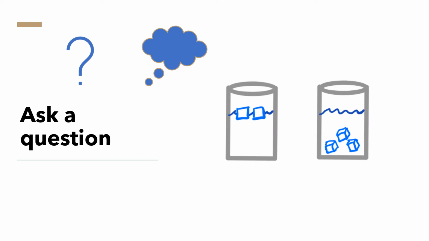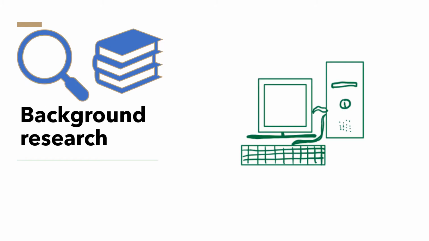After observing something, you will ask a question about why it functions or behaves that way. In this case, why does ice float? Why doesn't it sink? Then you will do some background research. You can look up information online that might help you answer your question. You investigate possible explanations for your question.